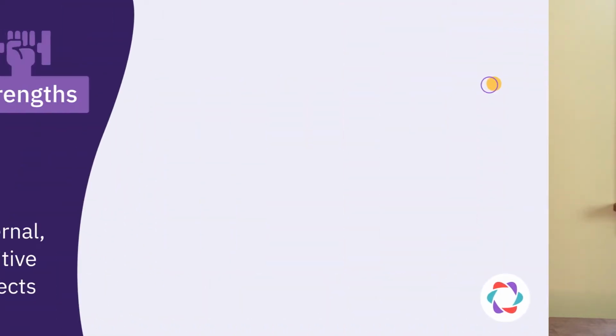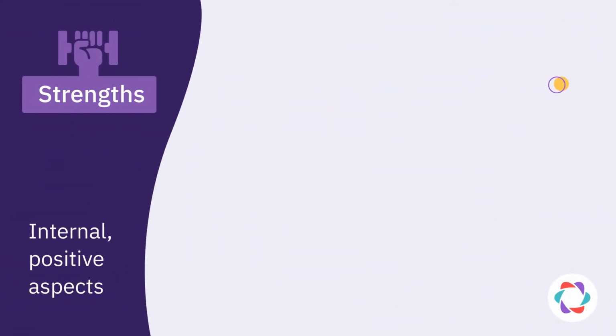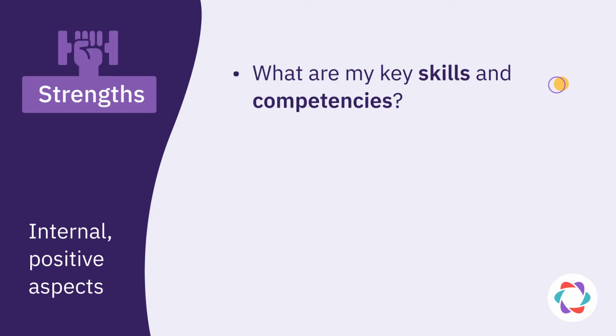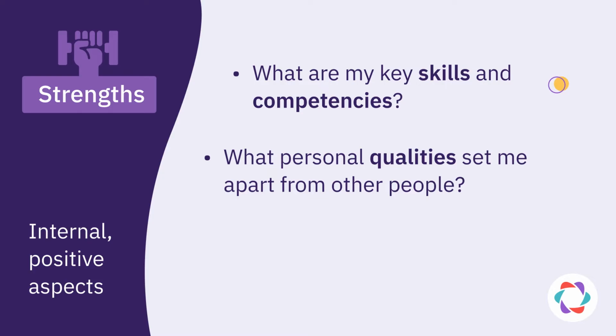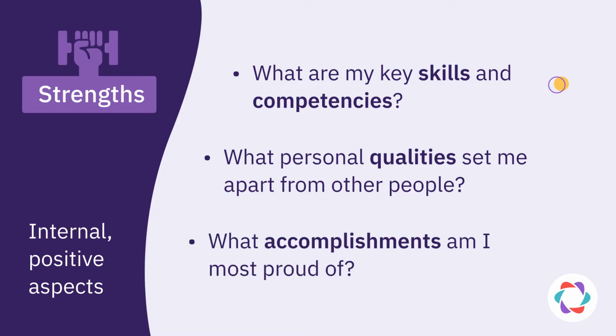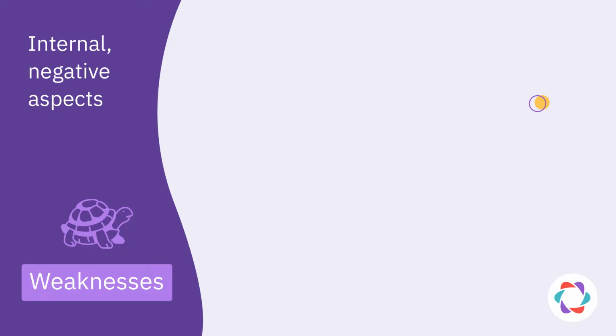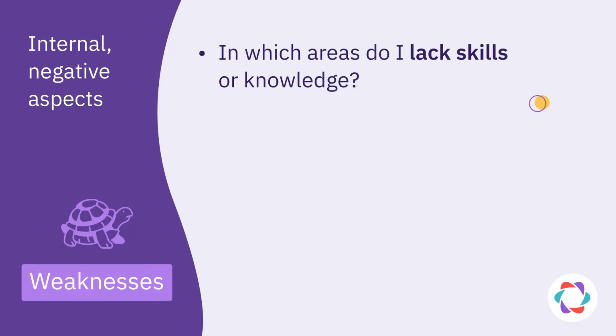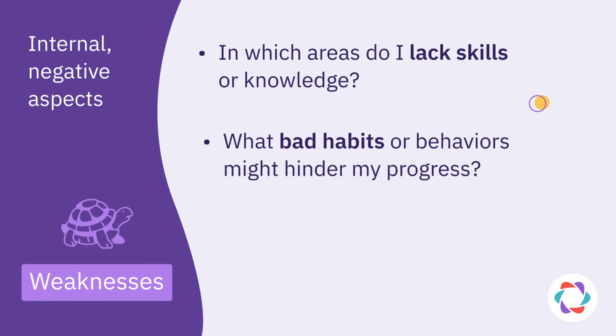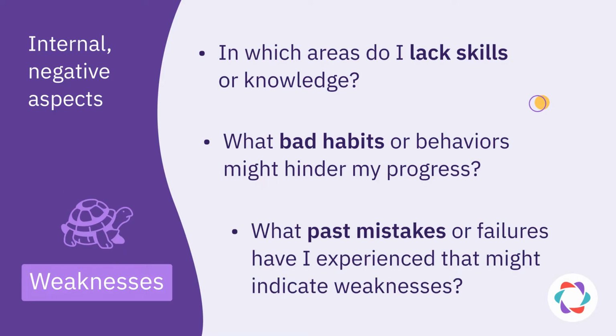First up is strengths. These are internal, positive aspects. What are my key skills and competencies? What personal qualities set me apart from other people? What accomplishments am I most proud of? Next is weaknesses. These are internal negative aspects. In which areas do I lack skills or knowledge? What bad habits or behaviors might hinder my progress? What past mistakes or failures have I experienced that might indicate weaknesses?